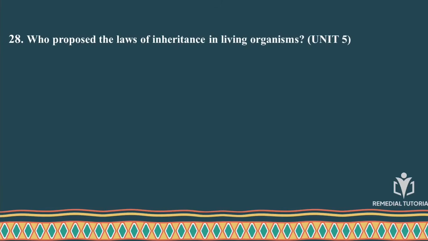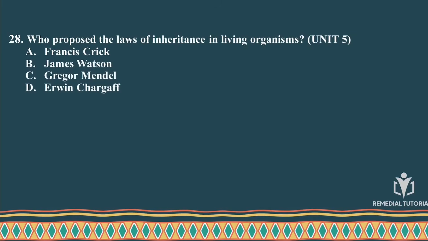Question number 28. Who proposed the law of inheritance in living organisms? Francis Crick, James Watson, Gregor Mendel, Erwin Chargaff. So who is the father of genetics? It was Gregor Mendel. Francis Crick and James Watson, I think they are the ones who described the DNA structure.